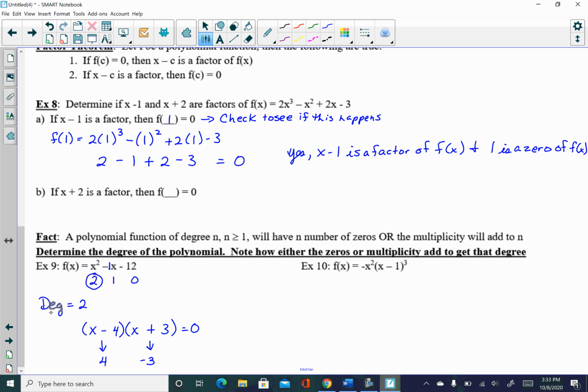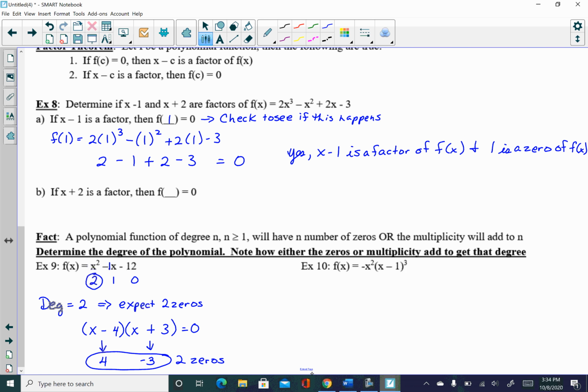So, sure enough, my degree was 2. So that meant that we expect 2 zeros. And sure enough, we have 2 zeros. Those are our 2 zeros. We would be crossing the x-axis at 4 and -3. Okay?